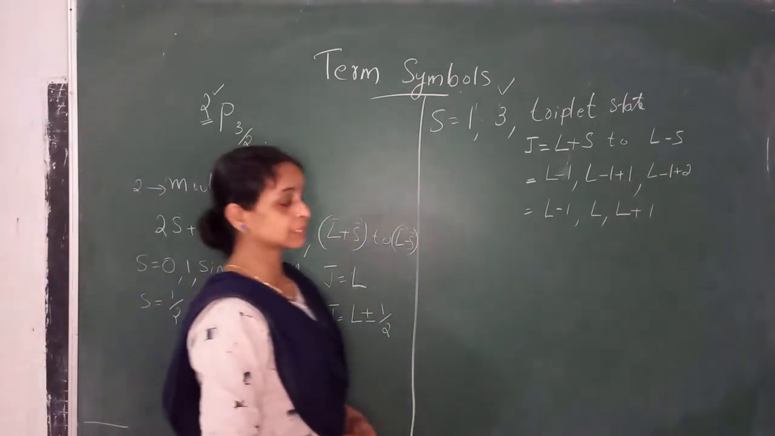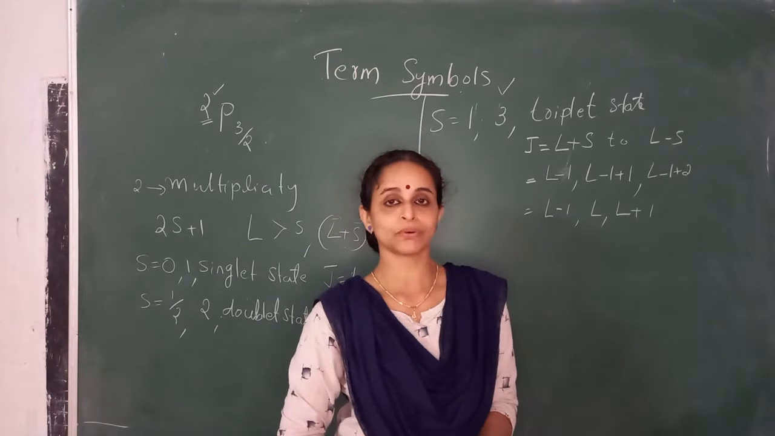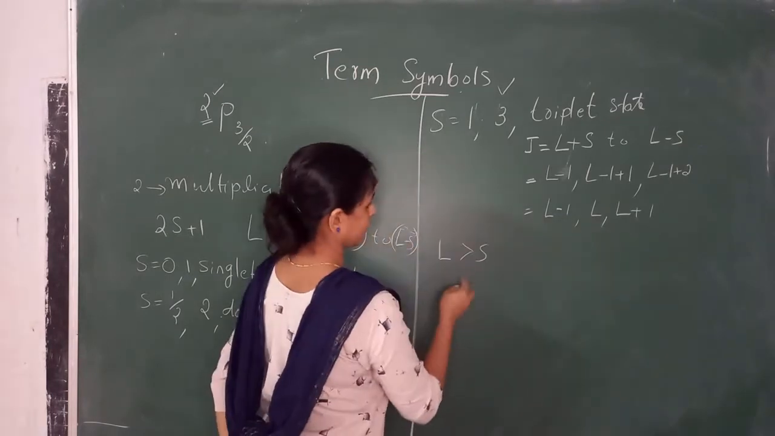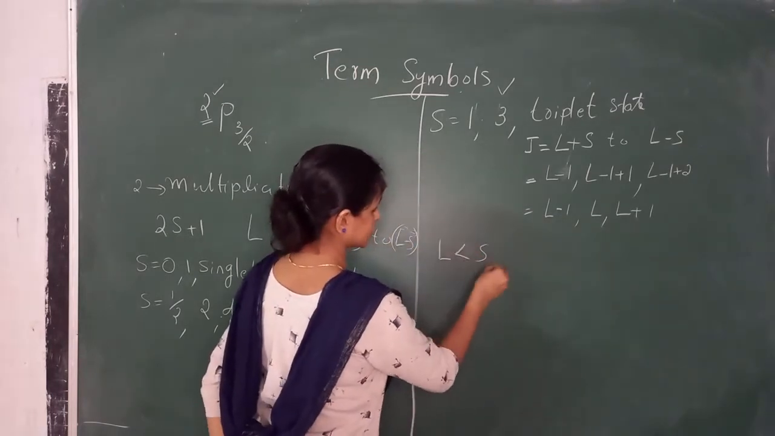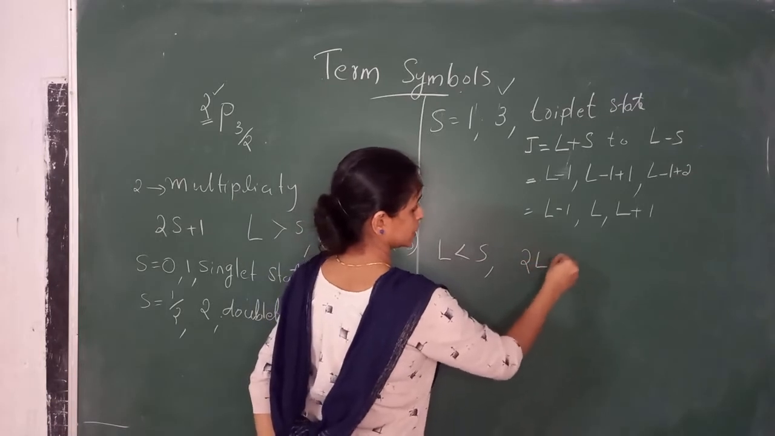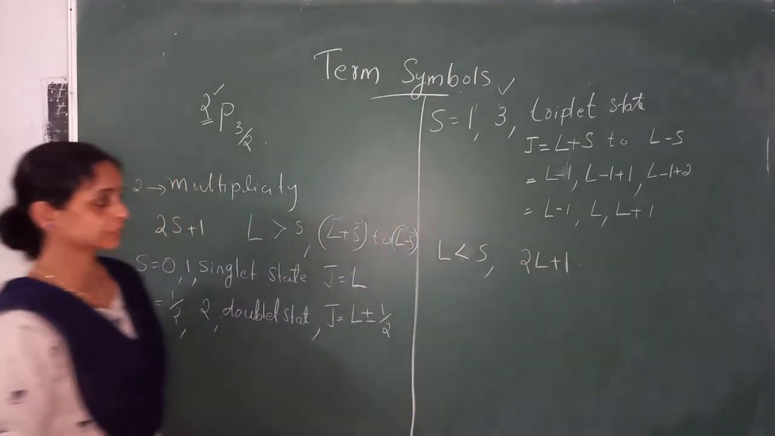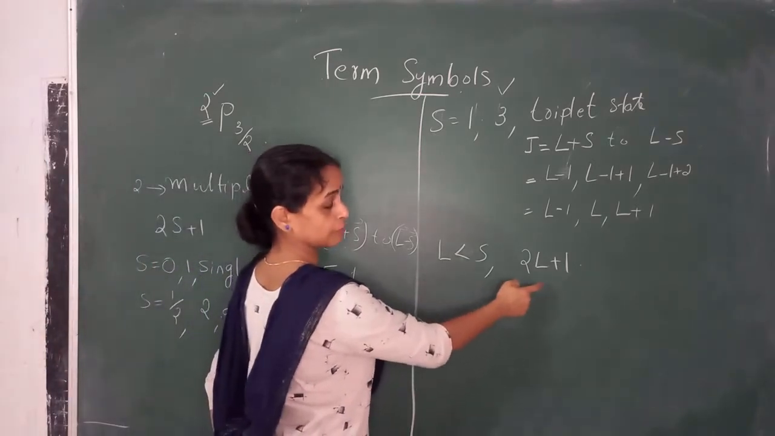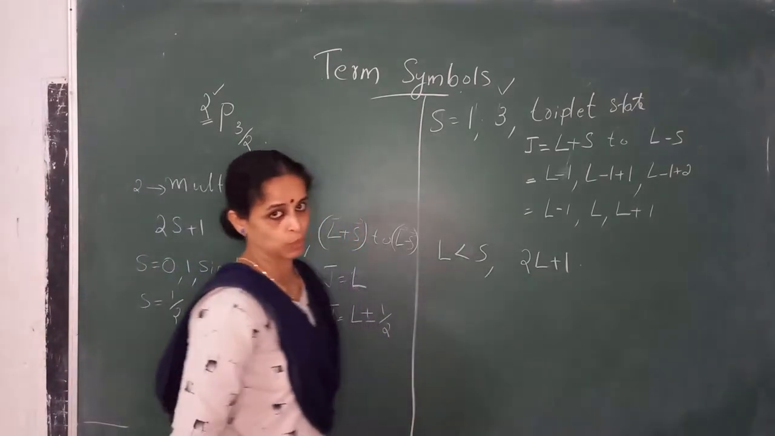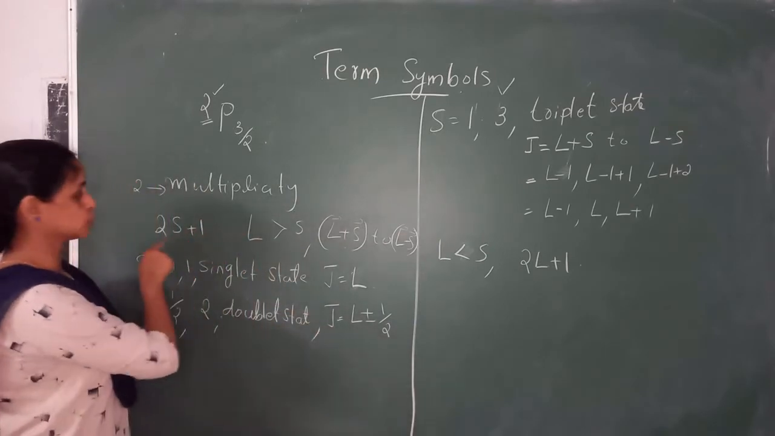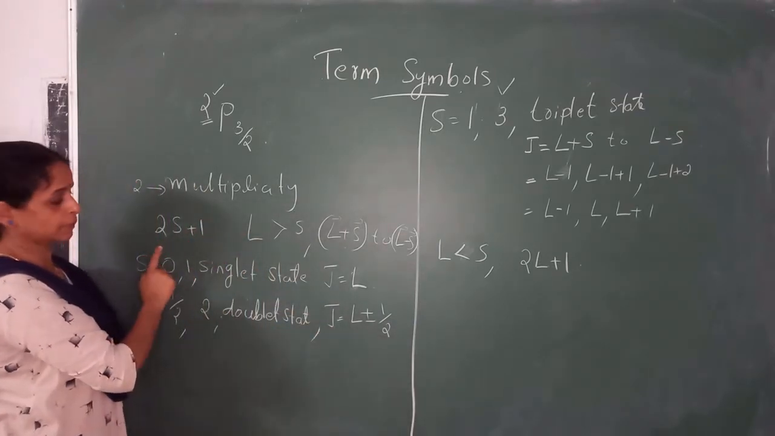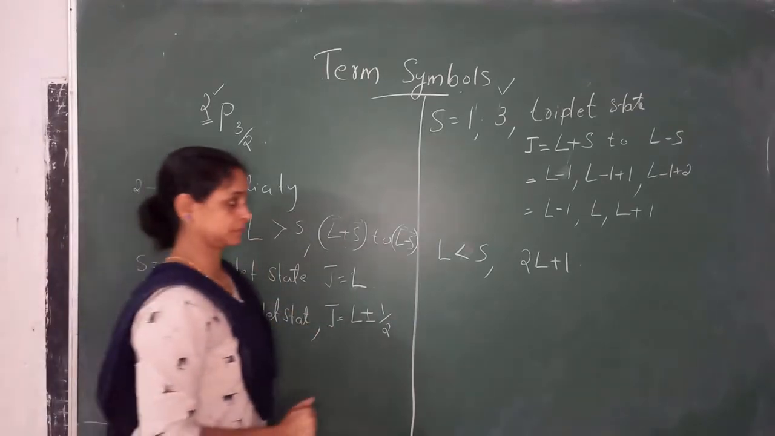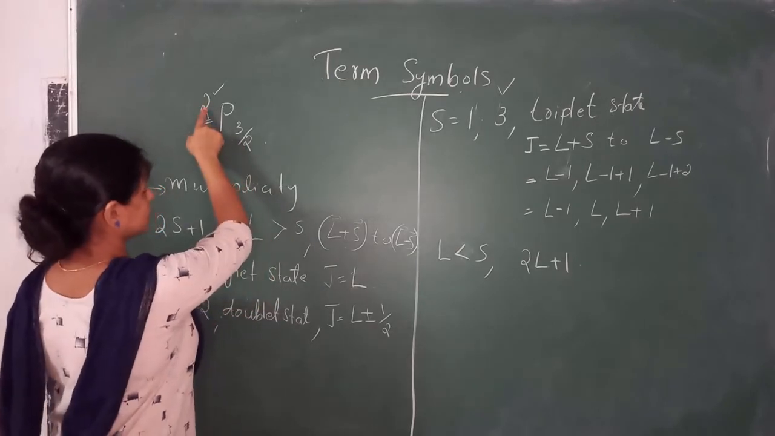Like that, we will get the different possible values for j. If L is less than S, you will have the multiplicity 2L plus 1. Usual notation is 2S plus 1. The multiplicity is usually represented by 2S plus 1. So this is the multiplicity.